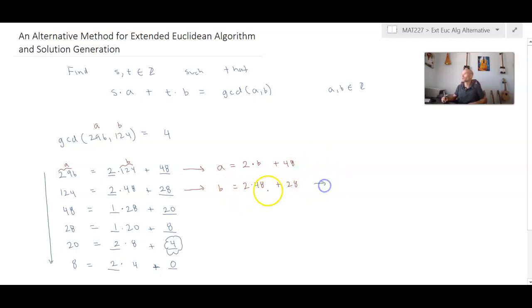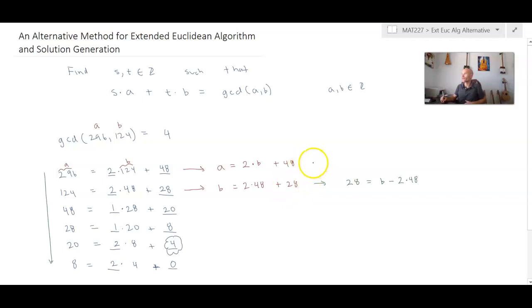So what I'm going to do is solve for the remainder in here. If I subtract 2 times 48, I'll have 28 equals b minus 2 times 48. Now the key here is don't multiply them out, because now I have the ability to substitute.